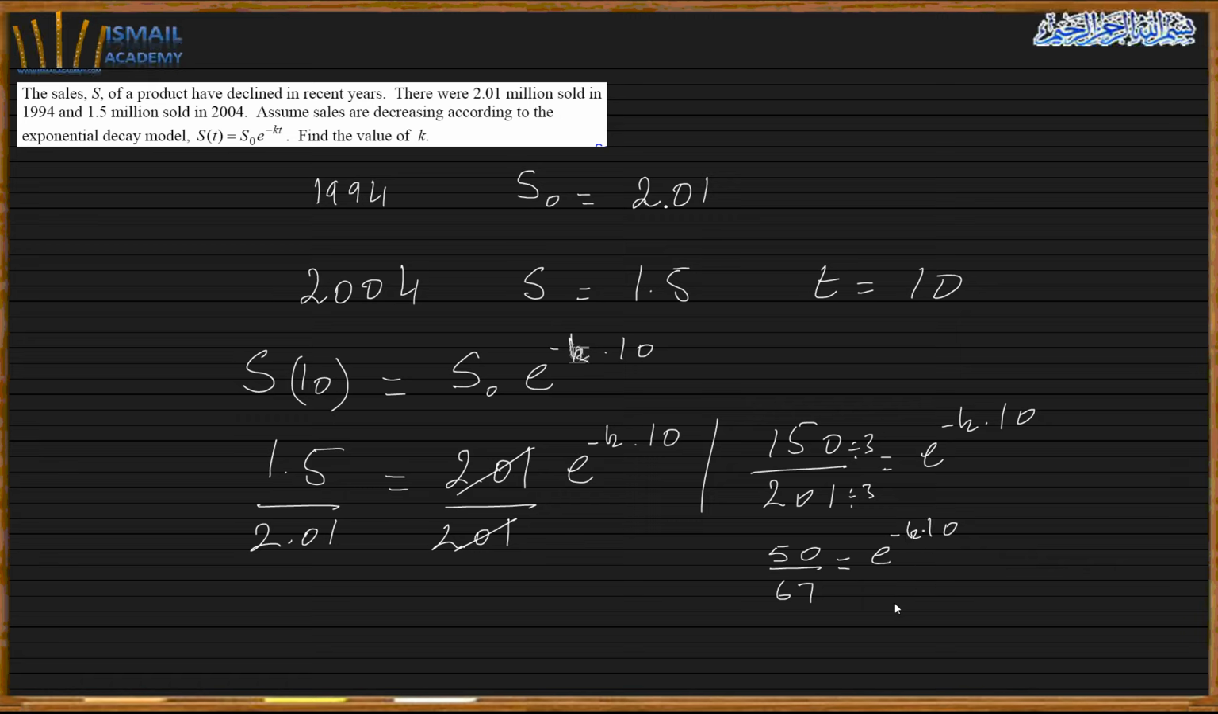Now I'm going to use ln on both sides because I'm looking for k. So this cancels out, and I get ln of 50 over 67 equals minus k times 10. Divide both sides by minus 10, I get my k. So k equals minus 1 over 10 times ln of 50 over 67, and I'm done.